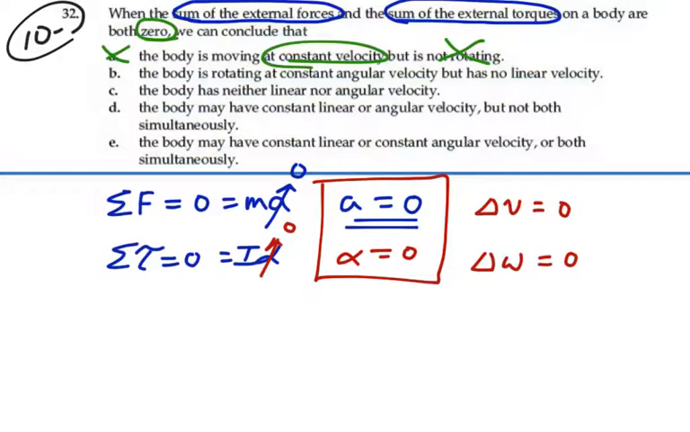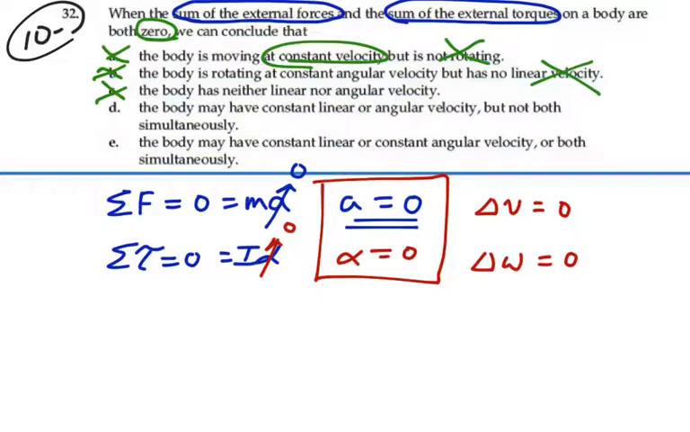The body is rotating at constant angular velocity. That's possible, but has no linear velocity. Well, that's not true. It could have a constant linear velocity, giving it a linear acceleration of zero. So that's not true. The body has neither linear nor angular velocity. That's not true. It could be constant.